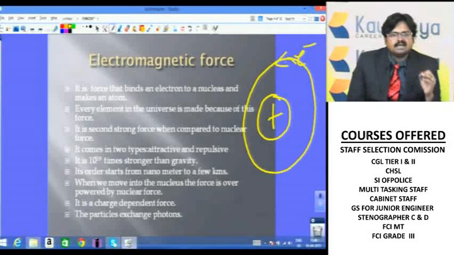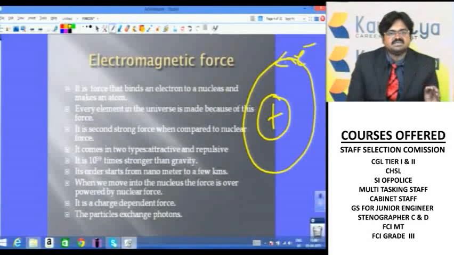Okay, so electromagnetic forces are very important forces. These are the fundamental forces responsible for the formation of atoms and molecules, and these molecules form amino acids, these amino acids form proteins, these proteins form cells, these cells form tissues, these tissues form organs, and the collection of the organs gives you a body. So electromagnetic forces play a very important role.